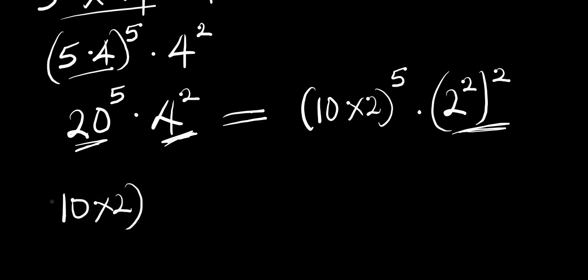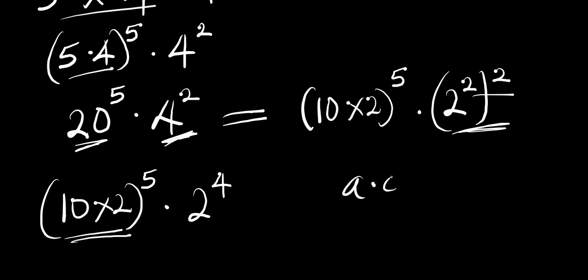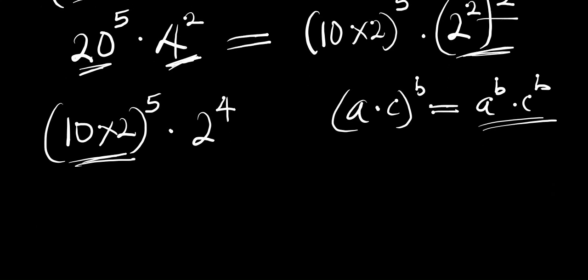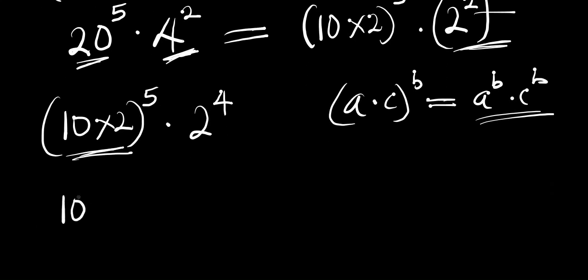So we are going to have 10 times 2, all to the power of 5, times 2 to the power of 4, because 2 times 2 here is 4. Then we make use of another identity right here. If you have a times c to the power b, this is equivalent to writing a power b times c power b. So let's apply this identity right here. We can have 10 power 5 times 2 power 5 times we have 2 power 4.